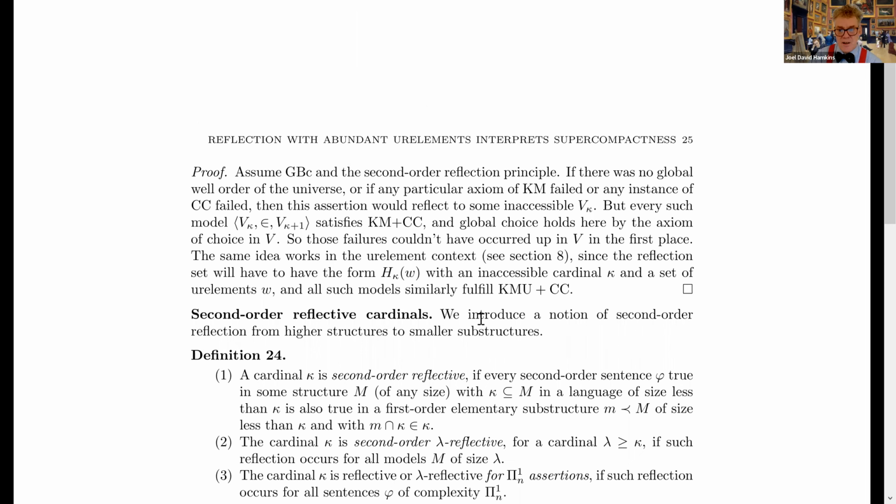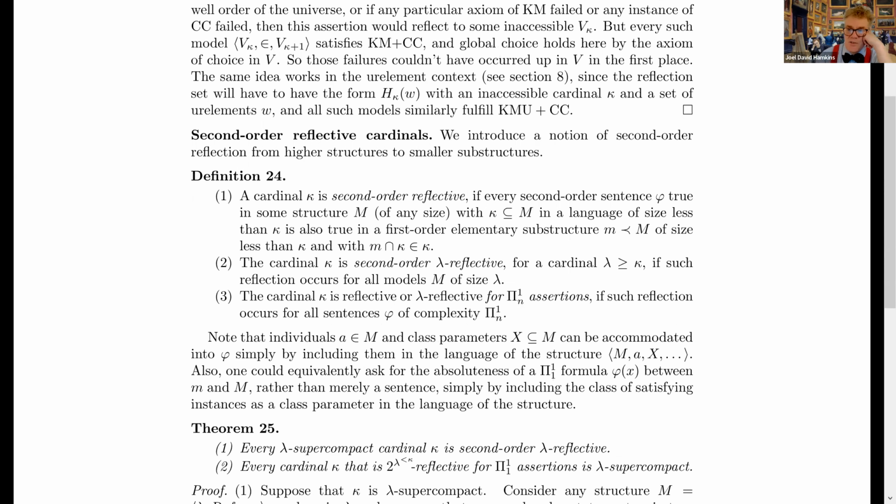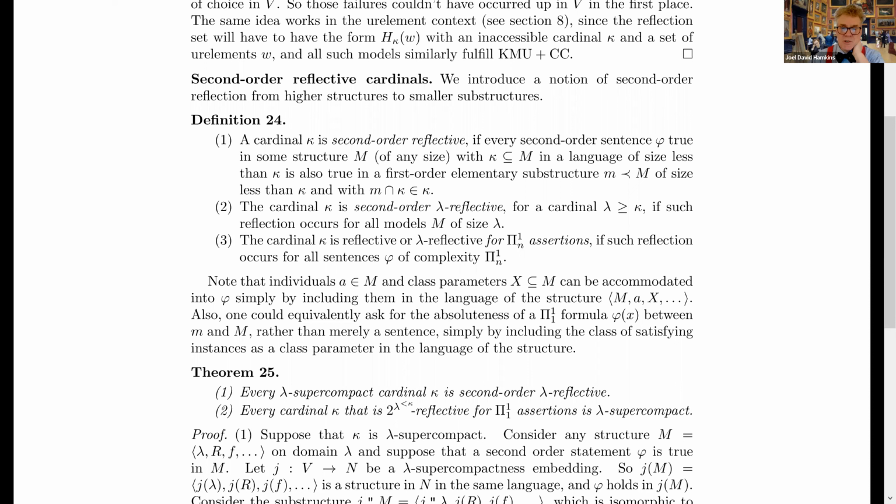Right. Okay, so now I want to consider this following new large cardinal notion. Kappa is second order reflective if every second order sentence that's true in some structure containing kappa in the domain, in a language of size less than kappa, is also true in some first order elementary substructure of size less than kappa whose intersection with kappa is an ordinal. Okay, so any big structure has a tiny elementary substructure to which the second order statement reflects.